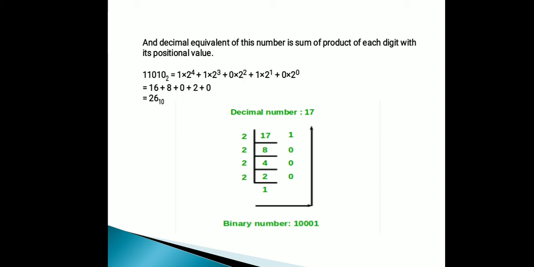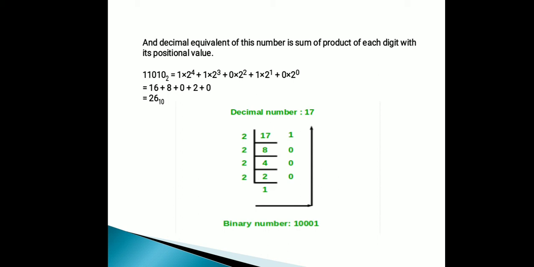Just take an example here. You can see the number; counting from index 0, you have indices 0, 1, 2, 3, 4 starting from the rightmost side. It shows the number with base 2, so you can understand this is a binary number. Understood? We are going to convert this binary number to a decimal number.